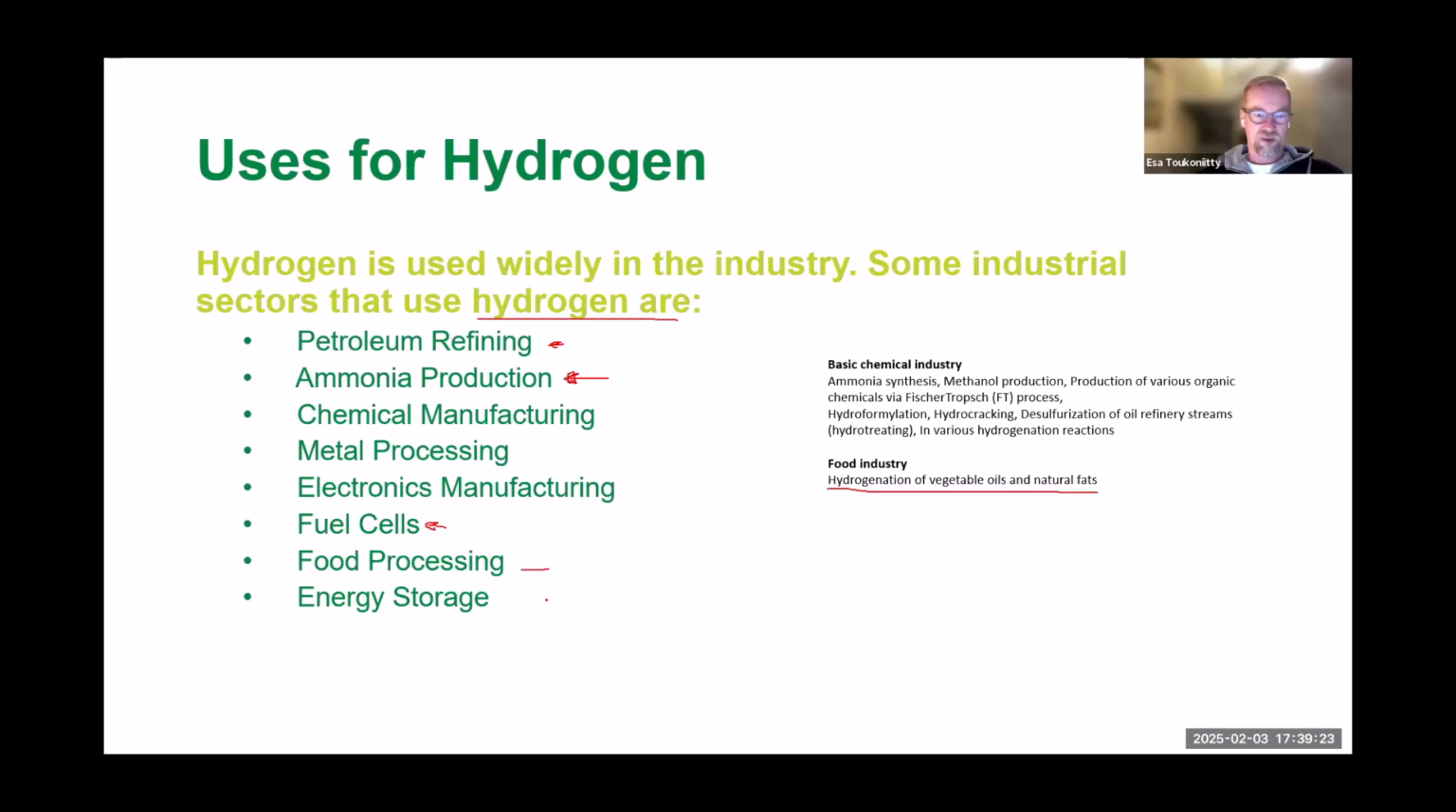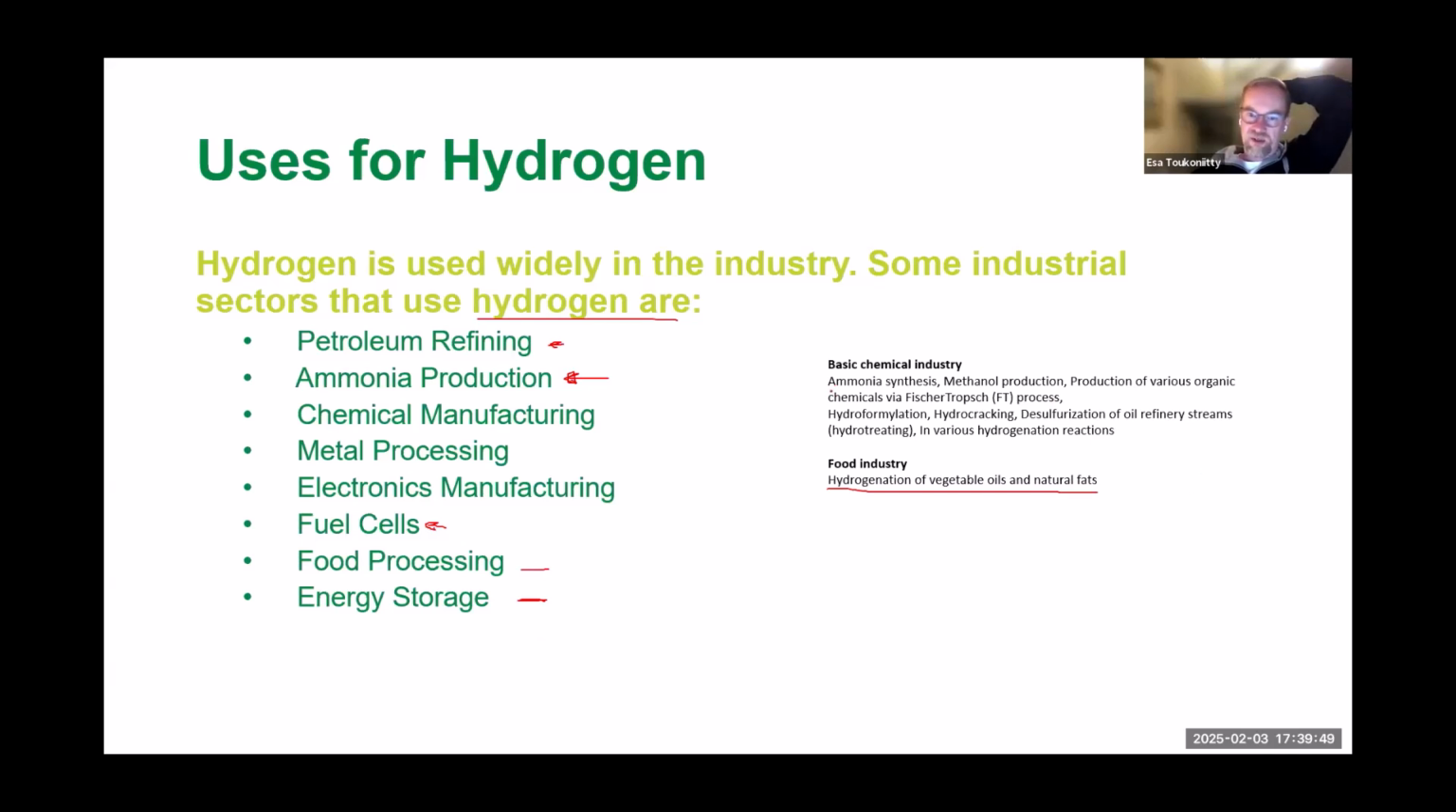Energy storage, of course, is closely linked to the concept of power to X. So one possibility to store renewable energy or renewable electricity is via electrolysis of water to produce hydrogen. And then, of course, hydrogen is a fuel. It can store energy, so that's one possibility.